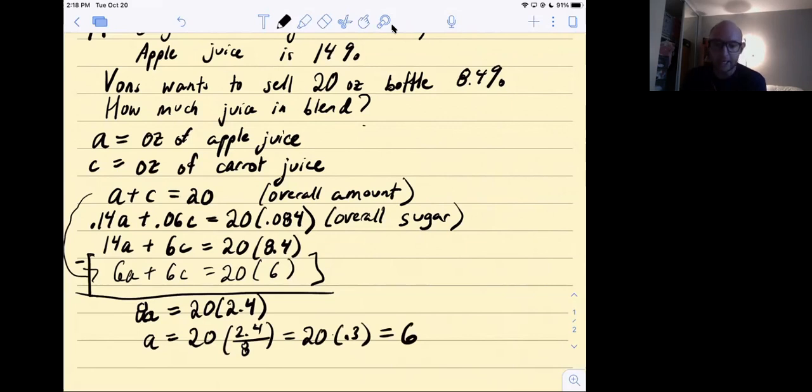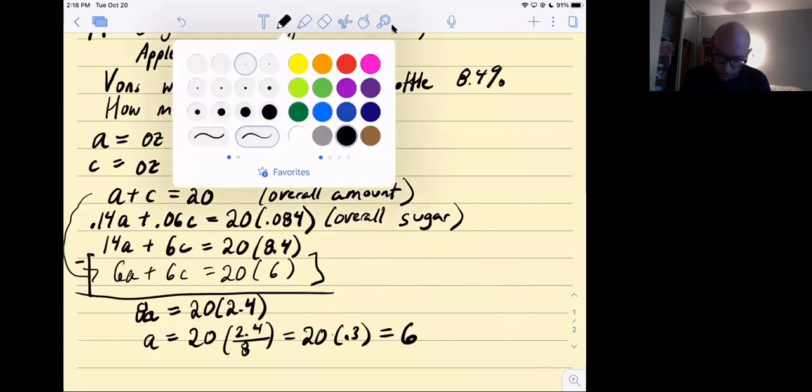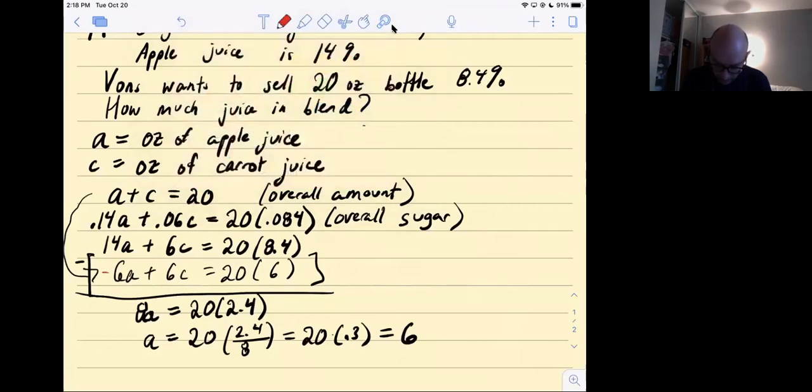Oh, I got to 8a by doing 14a minus 6a. So I just subtracted these two. What I'm doing here is I'm just rewriting the positive equation, and I'm just subtracting the whole thing. I didn't put the minus signs. You could also put the minus signs on everything here, minus, minus, minus. That's how I got the 2.4.